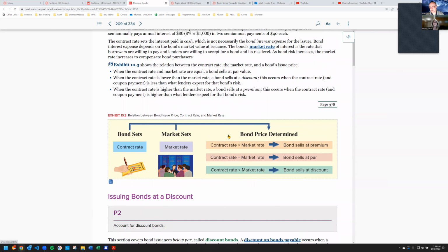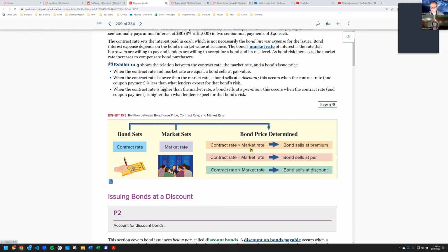So in this case, if the contract rate is greater than the market rate, then the bond sells at a premium, because effectively people are willing to pay more for the bond because the contract rate is better than the market, right? So it commands a higher price. But if the contract rate is less than the market, then it's going to sell at a discount, because you can get a better rate if you go and just invest your money someplace else in the market. Okay.